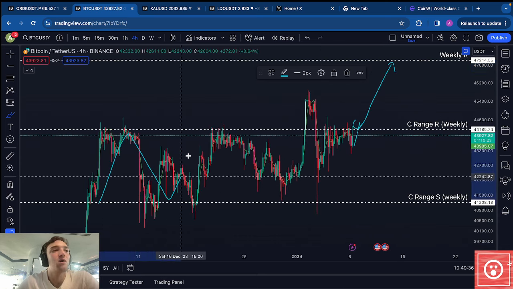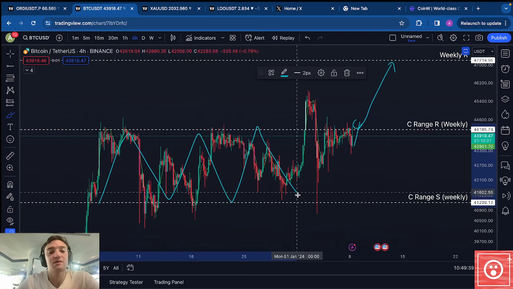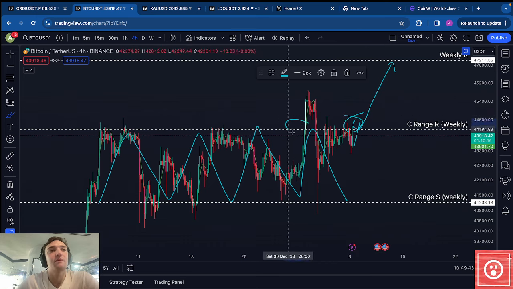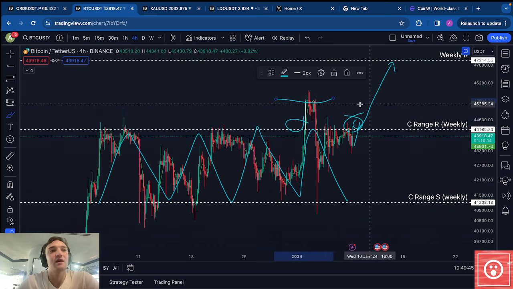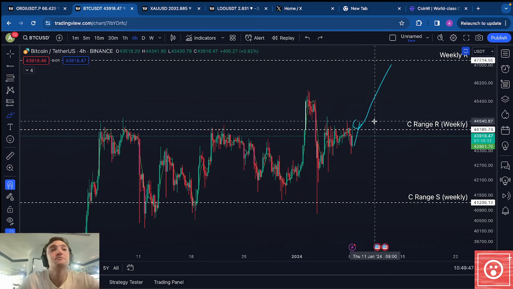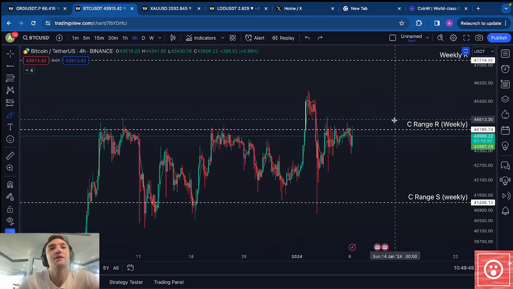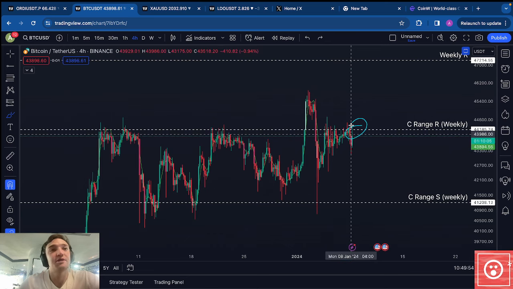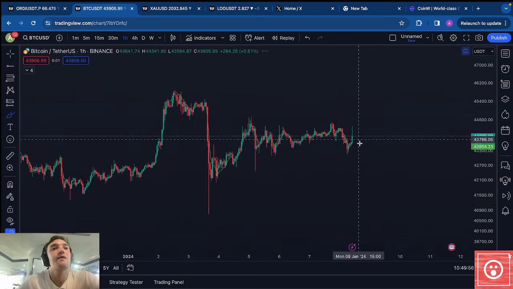A ranging market is when you're bouncing between two levels, bouncing between these levels. Unless we break above here. Like, we broke above here, but this is a fake out, right? A clear fake out. So we know that this level is very, very strong. Price taps into the zone, gets rejected. So it's important just to note that.